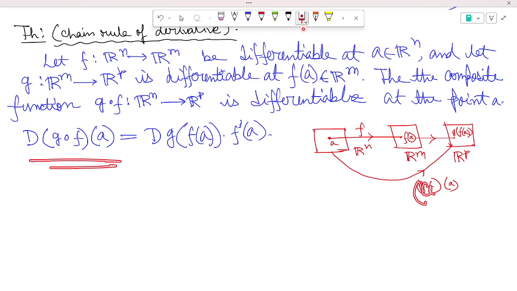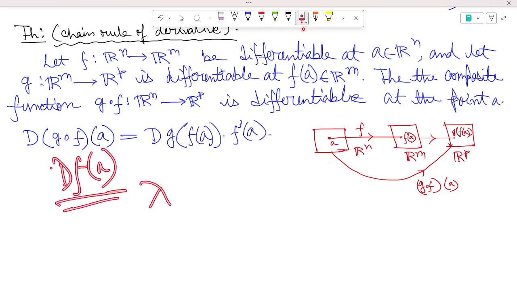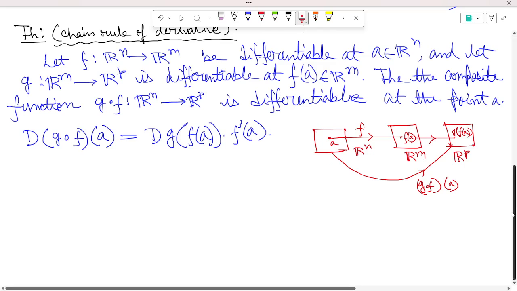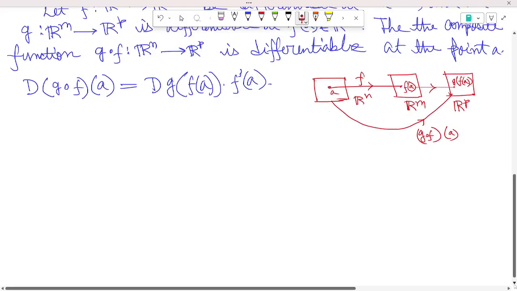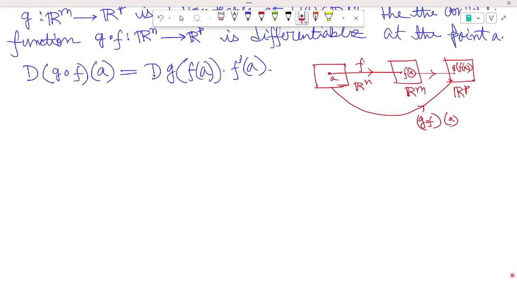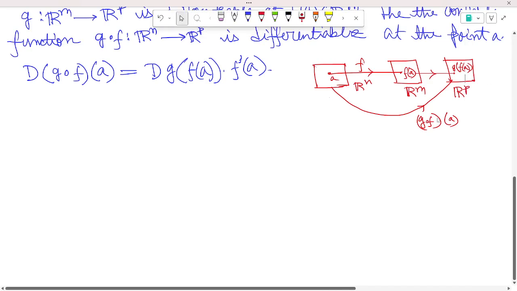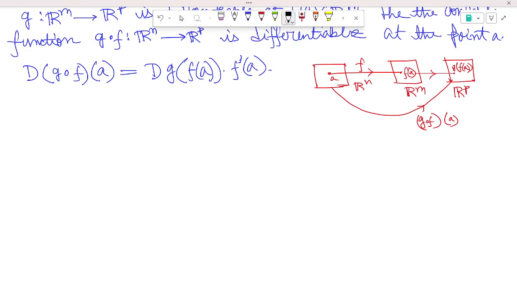So remember, D of f(a) is a linear operator. Sometimes it is written as this, because D of f(a) was lambda. So it is a linear operator. So I think this thing is clear. The statement is clear to you. Now I would proceed to how to put the proof.